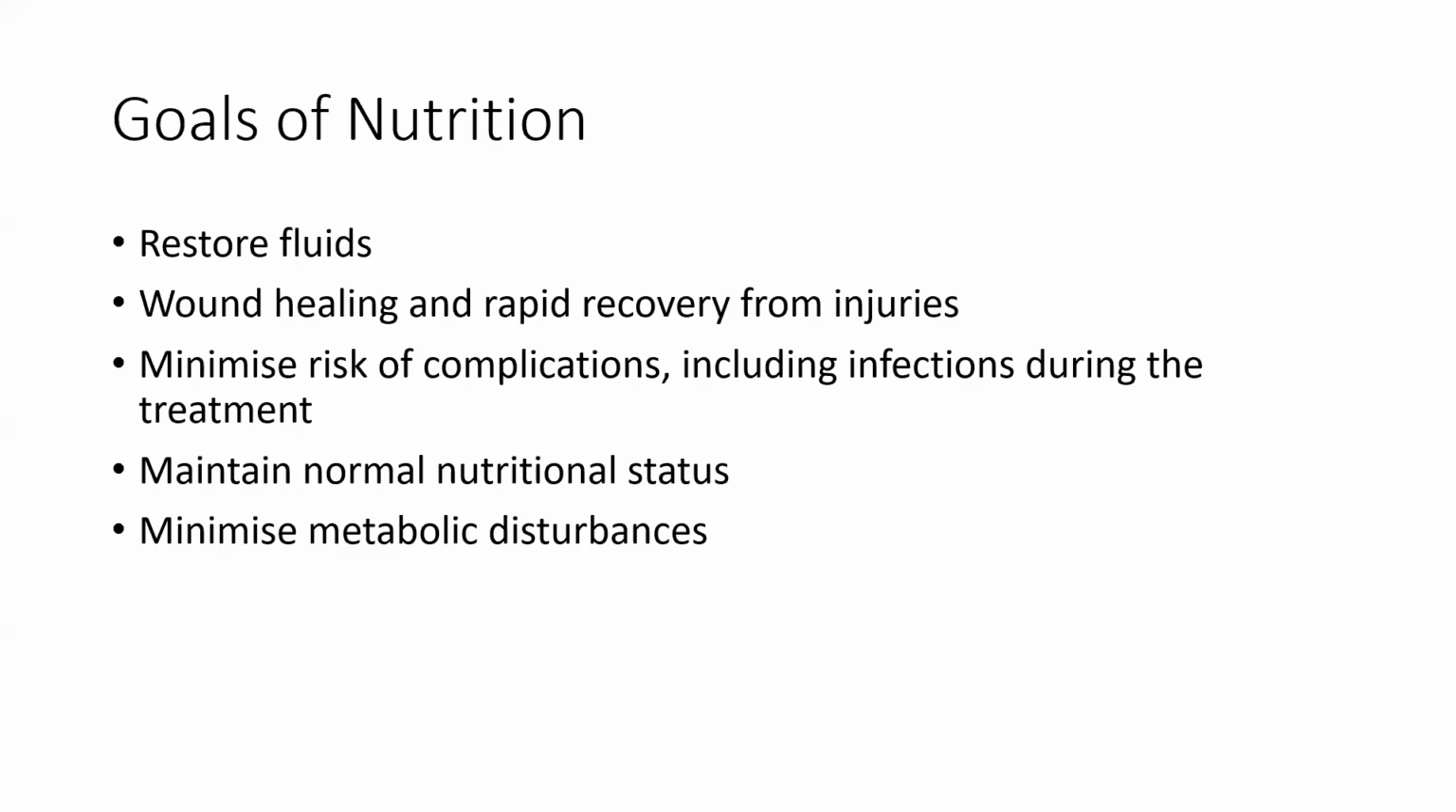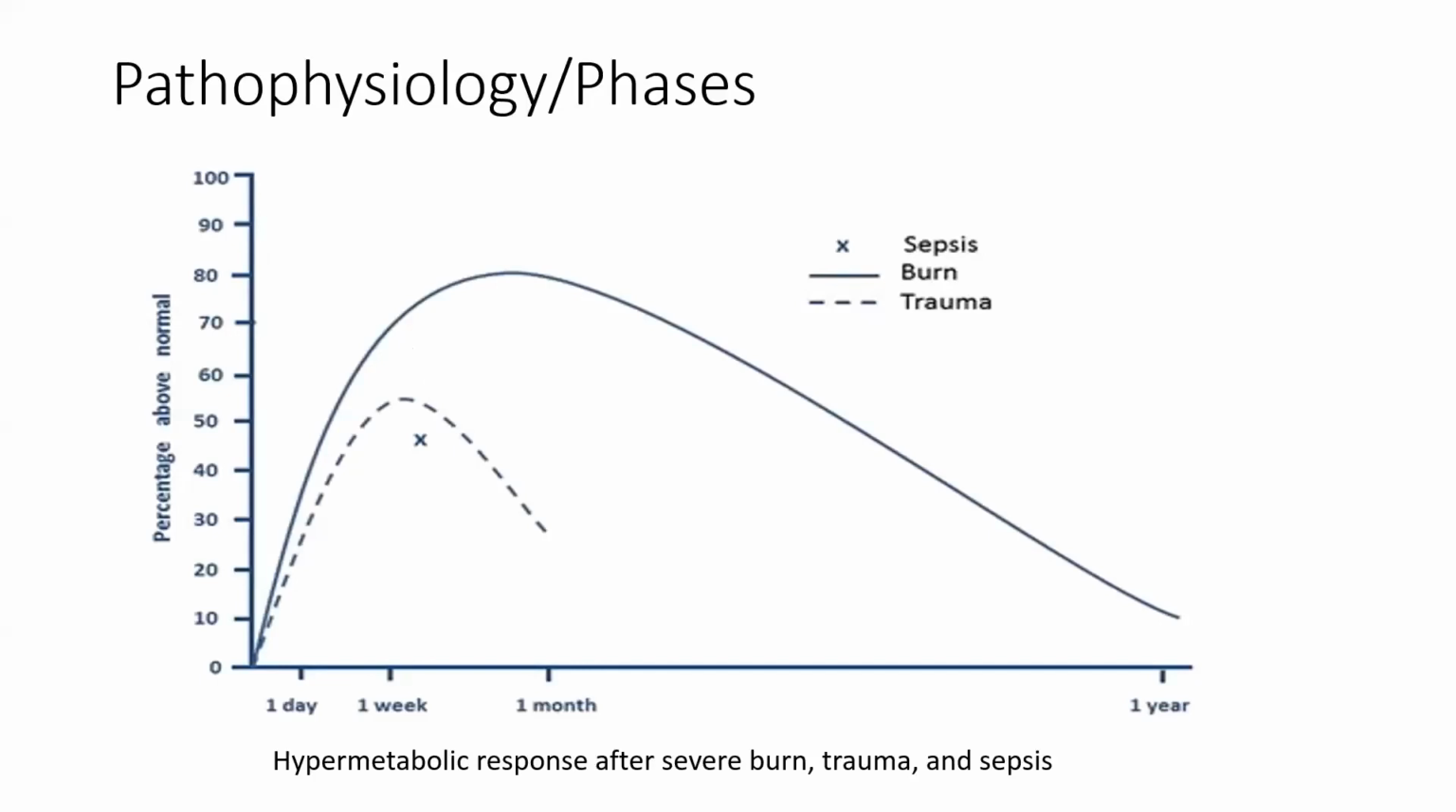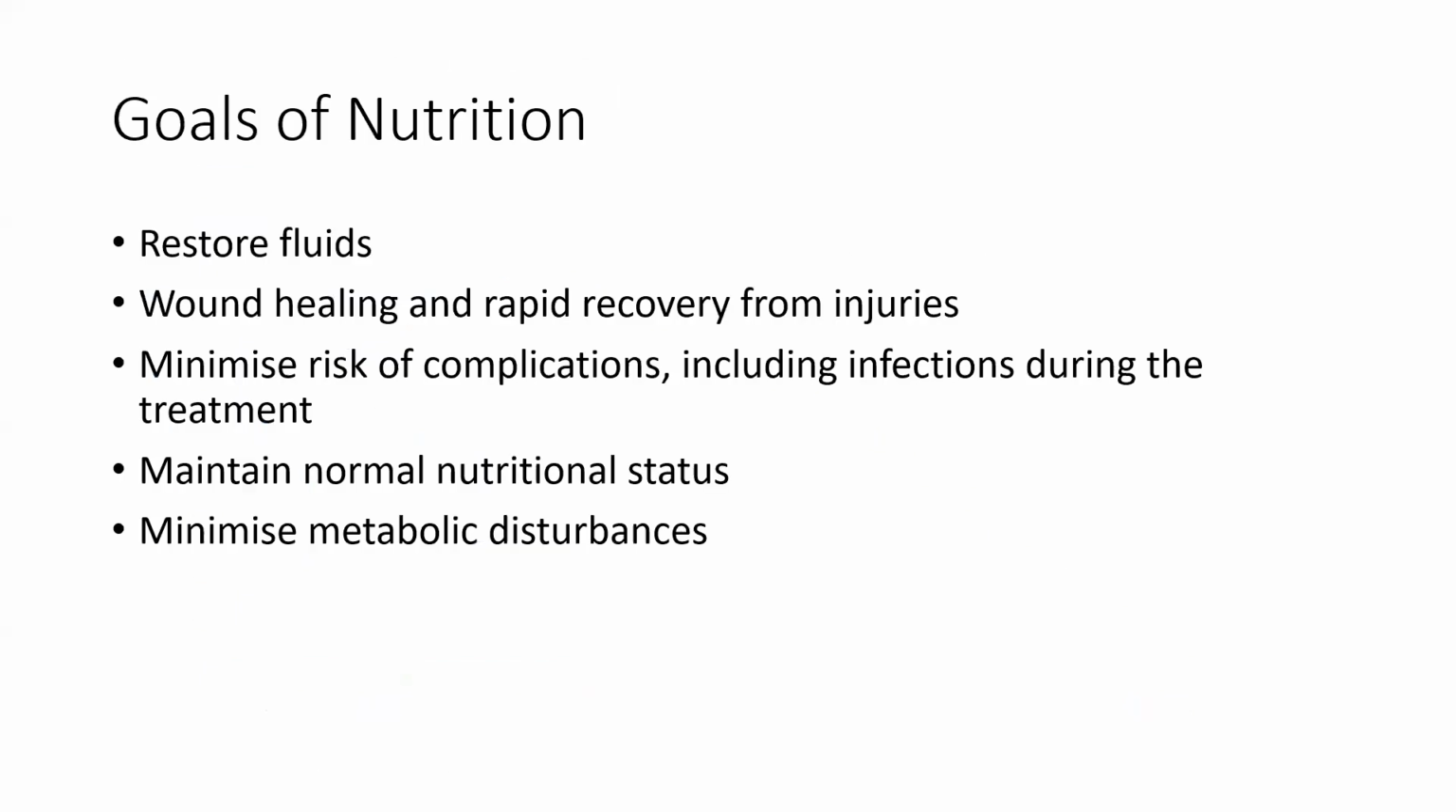As we have also seen in the previous slide in the graph, the hypermetabolic state can last for a very, very long time, up to 1 year. So this means that the patient is at very high risk of losing their muscle mass.